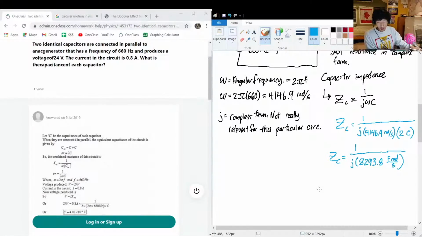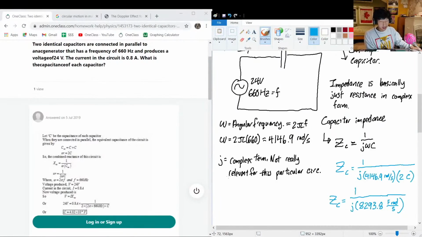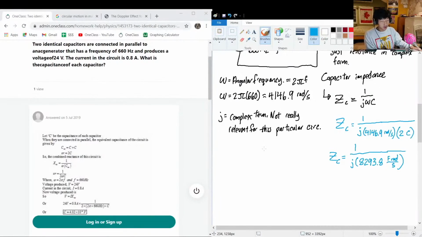Since impedance is basically just resistance in complex form, we know through Ohm's law... Oh wait, I got to attach the C at the end of here, right? Because the C is the variable that we're trying to solve for. This is our target variable.